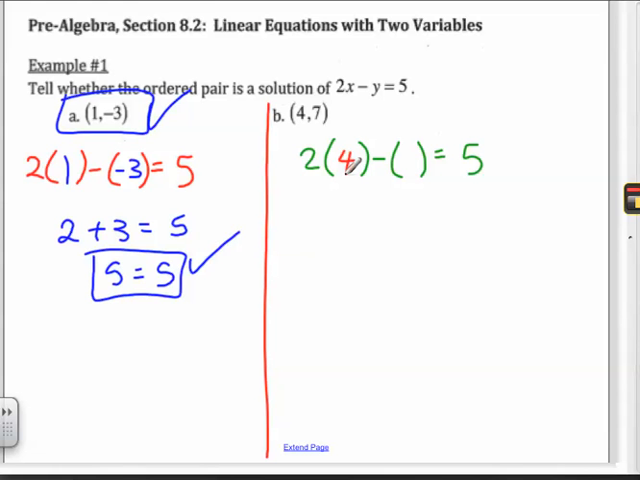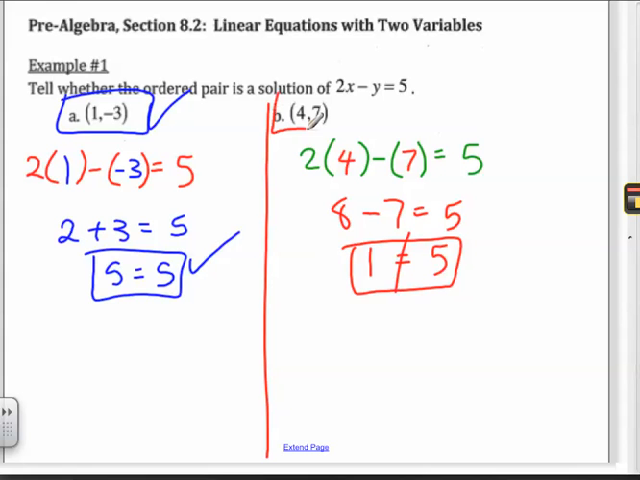4. And Tut, what goes into these parentheses? 7. Good. What do I get, Zachary, when I multiply here? 8. And what else should I include, Nico? What do I do now? Minus 7. Good. All right. What do I get when I put those two things together, Cole? 1 equals 5. Does 1 equal 5, Cole? Good job. It does not equal 5. And this is not a solution.